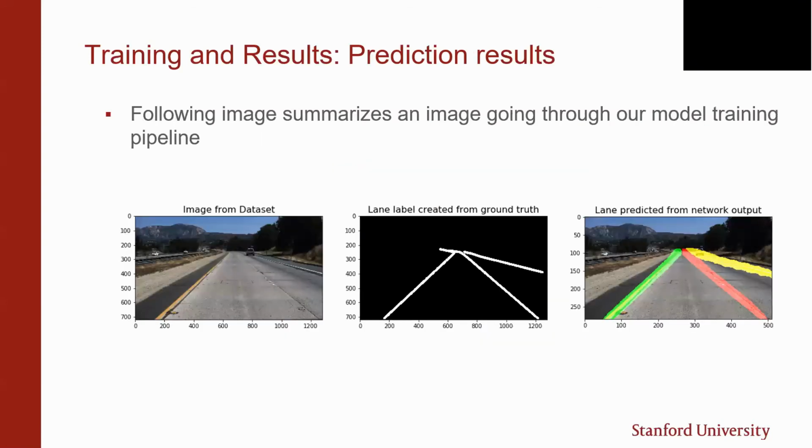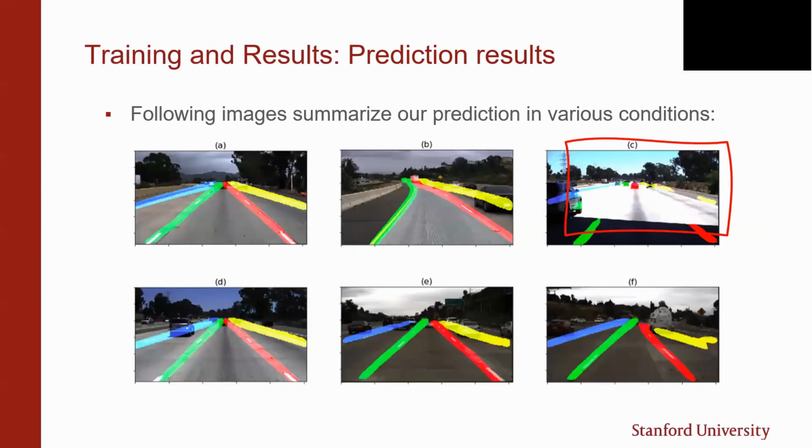On the rightmost image, you can see the prediction of our model, and in the middle, you can see the ground truth, which is a pretty good prediction of the lanes. We also tested our prediction on various weather conditions. In part C, where there was a bright light, our model struggled, but it picks up in the next frame in D, where it correctly predicts the lanes.